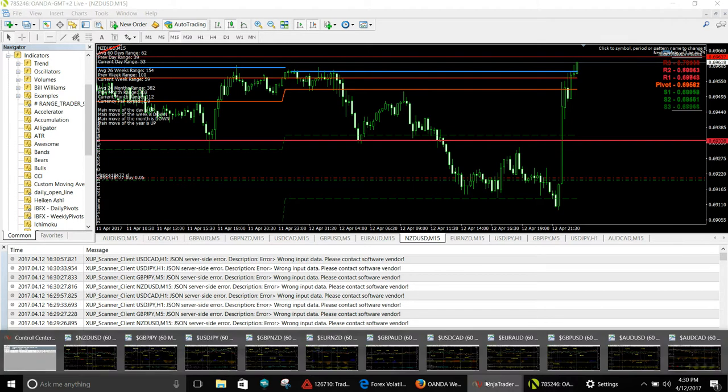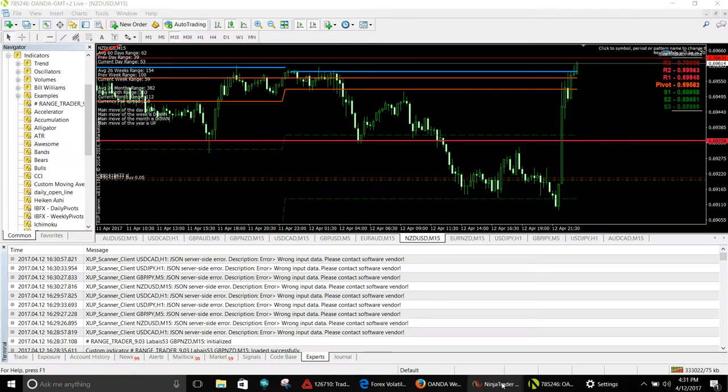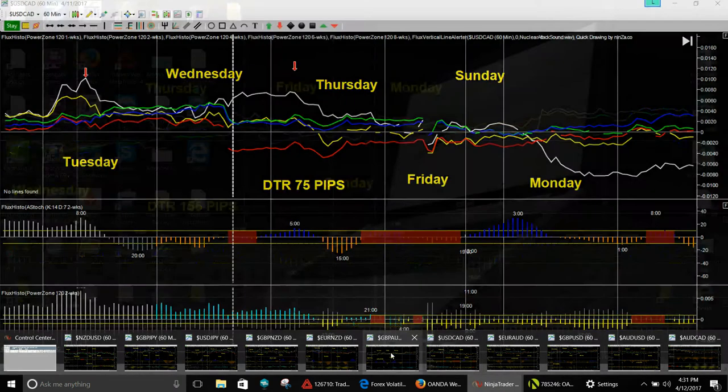Also, we took the Canadian dollar. Well, the Canadian dollar hit the daily open line and just dropped. So I think I'm maybe negative a couple of pips now.